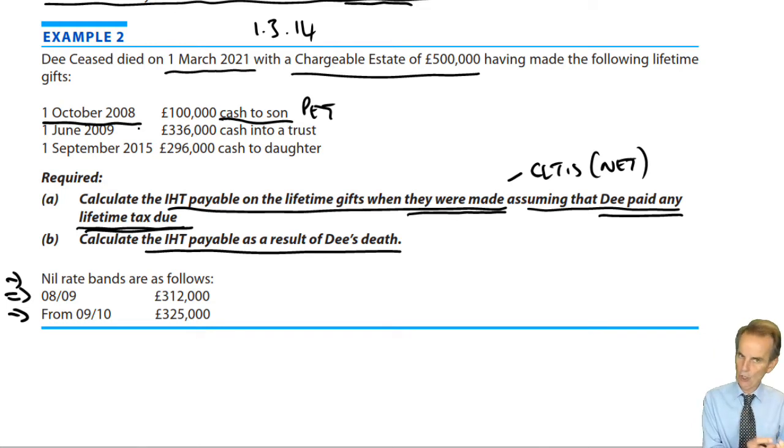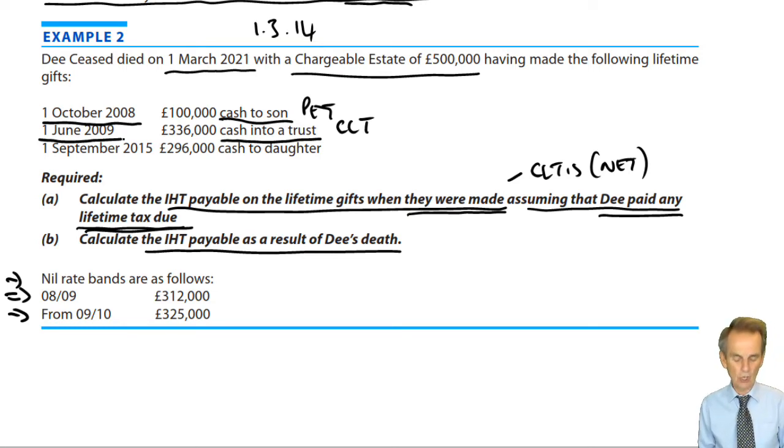It is not chargeable when made because it's a PET, not a CLT. It is not chargeable on death because it wasn't made within the 7 years of the date of death. But something about it is still going to be relevant here, and hence its inclusion within the question. Because the next transfer is cash into a trust. That is a CLT. That therefore was chargeable when made. When was it made? 1st of June 09.